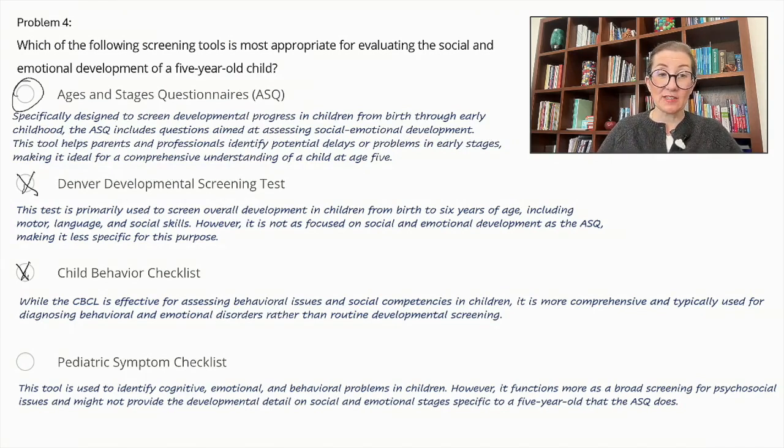Pediatric Symptom Checklist. This tool is used to identify cognitive, emotional, and behavioral problems in children. However, it functions more as a broad screening for psychosocial issues and might not provide the developmental detail on social and emotional stages specific to a 5-year-old that the ASQ does. So we can cross that out as well. Thus, the Ages and Stages Questionnaires are the best choice for evaluating the social and emotional development of a 5-year-old due to its targeted focus on early childhood developmental stages.